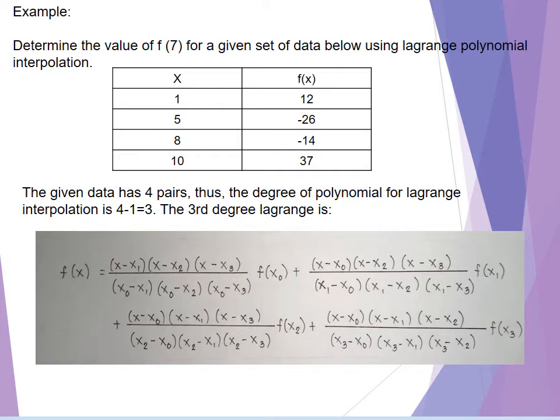In column X, 1 is our x sub 0, 5 is our x sub 1, 8 is our x sub 2, and 10 is our x sub 3. On the other side, which is our function of x, 12 is our f of x sub 0, negative 26 is f of x sub 1, negative 14 is our f of x sub 2, and 37 is our f of x sub 3. So let's start interpolating the polynomial.